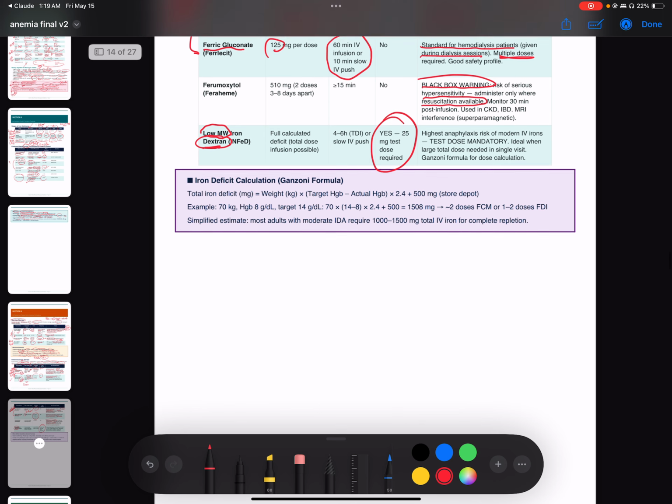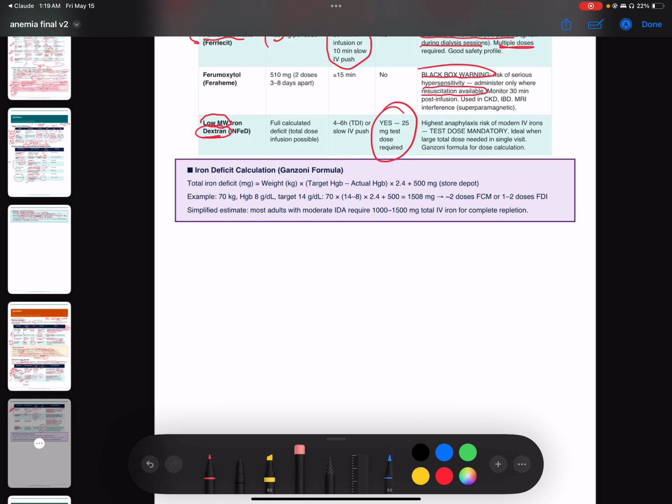There is a formula called the Ganzoni formula, which is to calculate how much iron the patient actually needs. So the iron deficit calculation will be weight in kilograms multiplied by the difference between the target hemoglobin that you want to reach minus the actual hemoglobin, multiplied by 2.4, and whatever dose you get, you add 500 to it again to replete the stores, to increase the stores. The same concept as for oral iron, when we said you need to give it for an extra 3 months after you normalize the hemoglobin just to replete the stores. The same concept here in the IV iron.